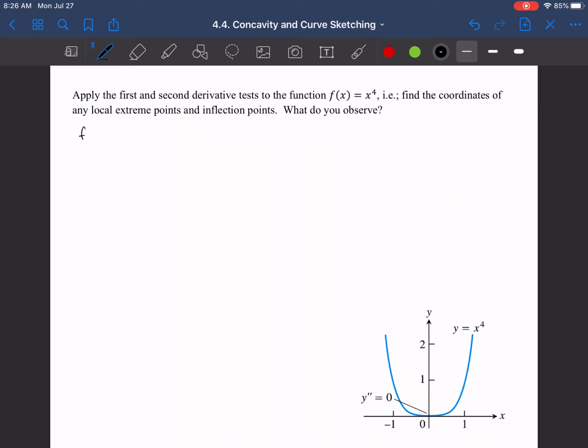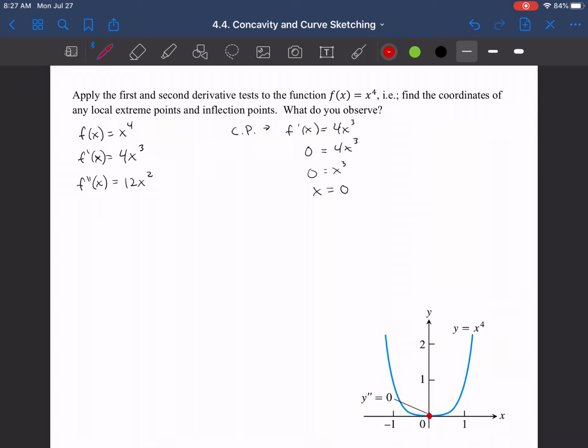So we have f(x) = x^4, f'(x) = 4x^3, f''(x) = 12x^2. All right, so to find any critical points, we need to set the first derivative equal to 0. So that tells us f'(x) = 4x^3, and we want to set that equal to 0. And this is going to be true when x^3 equals 0, or when just x equals 0.